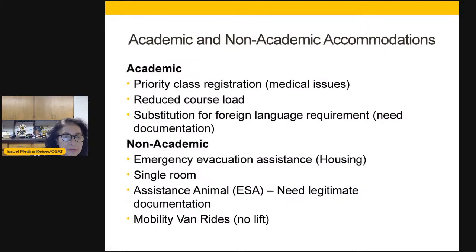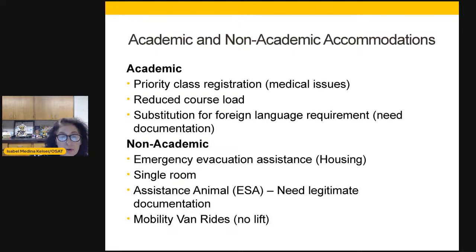Next slide, please. Could be academic or non-academic types of accommodations. It could be priority class registration, which again is mostly for medical issues. It could be that the student may need a single room. Right now is not the time to try to ask for a single room because most of the housing is already filled. So if that's something the student is interested in for the next semester, we can see if a single room is available.